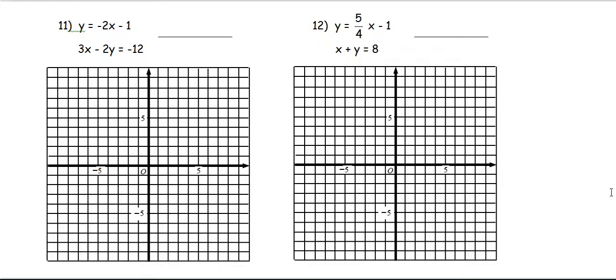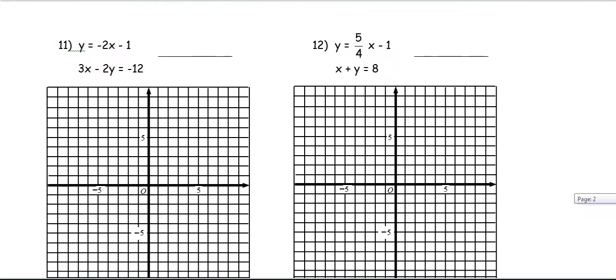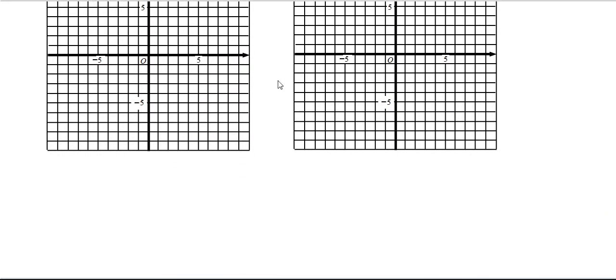Now number 11, we can find the first equation in the calculator. The second equation, we must solve for y first. So let's go ahead and do that. And I'm going to go down to the bottom. So it's 3x minus 2y equals -12.